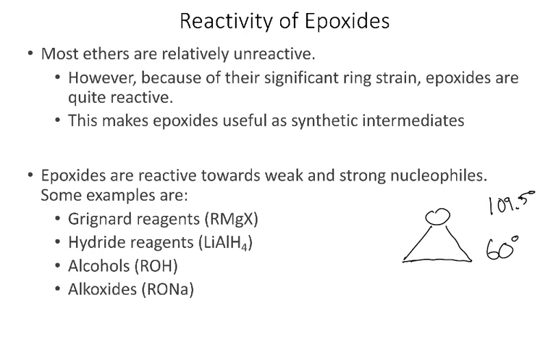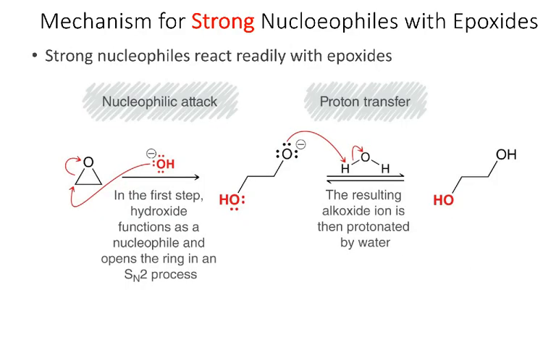And so epoxides are reactive to a wide variety of nucleophiles. We've seen all of these before in other reactions, but they're reactive towards Grignard reagents, hydride reagents, alcohols, alkoxides, water, and so there are a lot of things that we can react these epoxides with. So we're going to consider two general types of ring opening reactions that these epoxides can undergo. The first ones we're going to consider are reactions with strong nucleophiles.